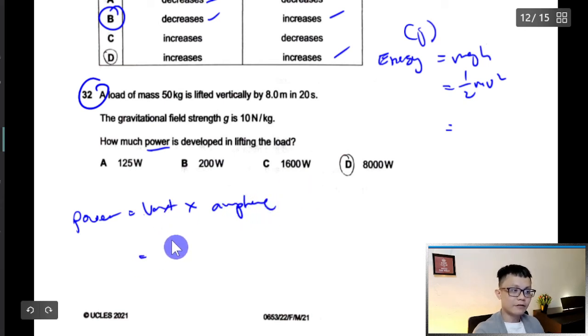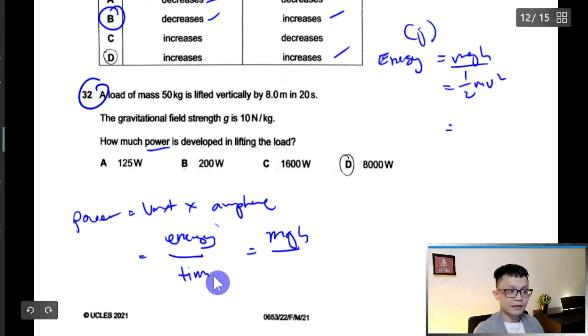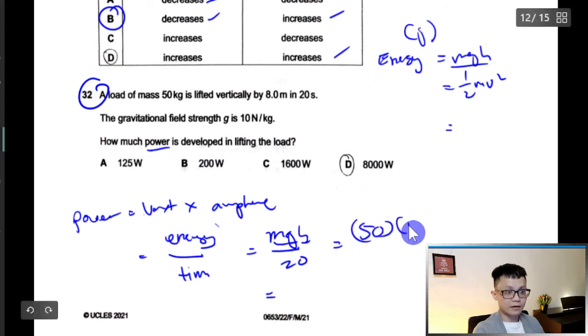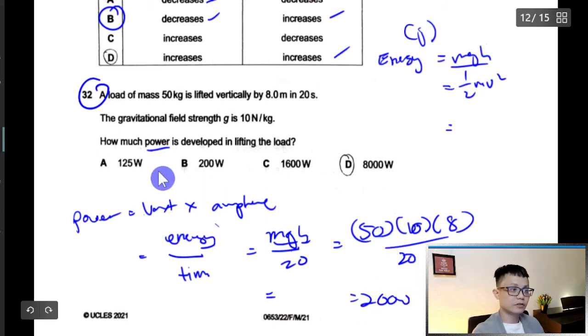Another formula for power is energy. If you still remember, energy divided by time. So for this formula, I will use mgh divided by time, which is 20. M is mass, so 50 times 10 times height, 8, divided by 20. You just do it by yourself, 200. So mgh, 8, divided by 20 seconds, so you get 200 watt. So the answer will be B.